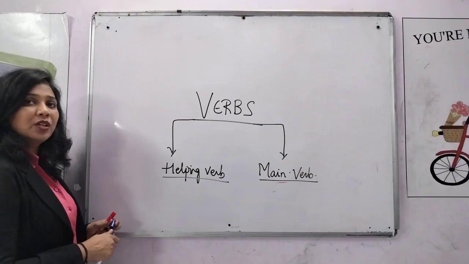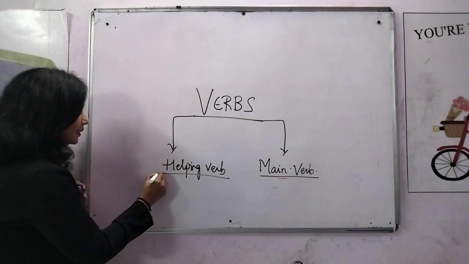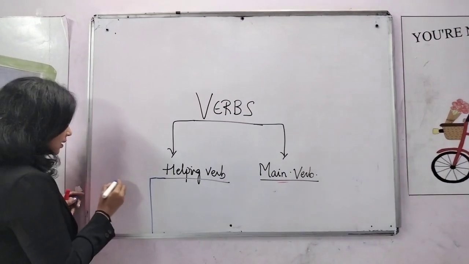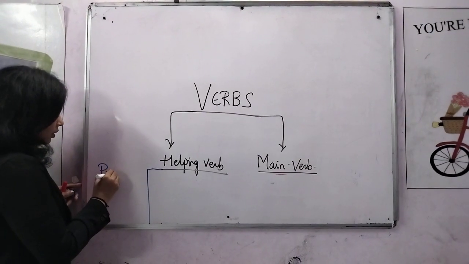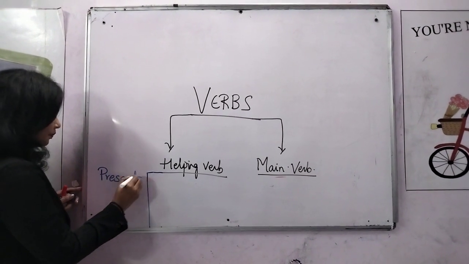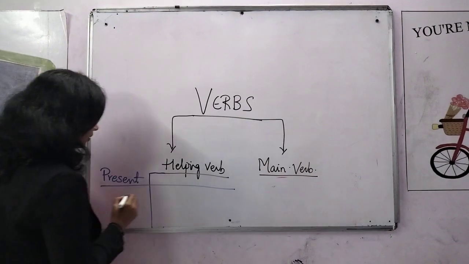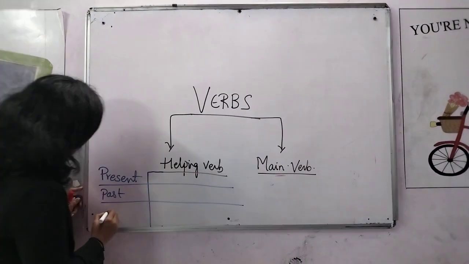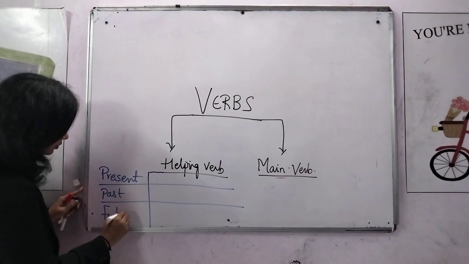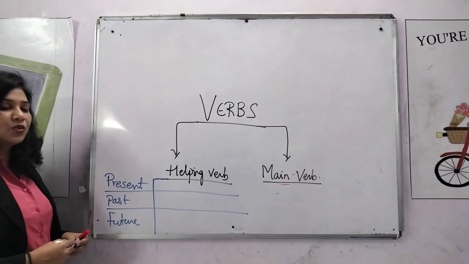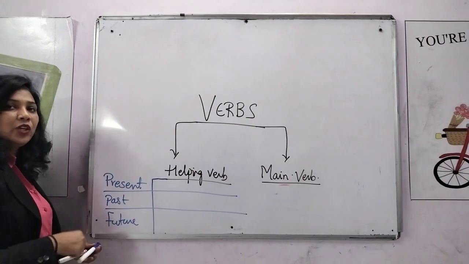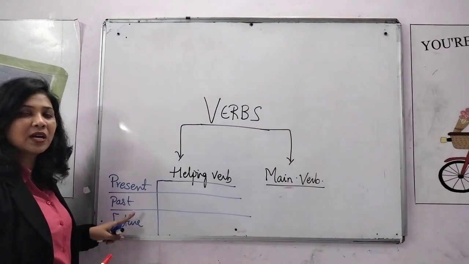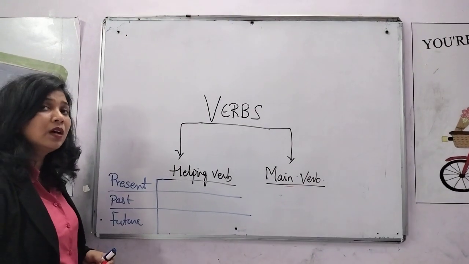So I was talking about helping verbs, and these helping verbs are basically divided into three different parts if you see. It's present, then you have past, and you have future. Let us see which words we use in the present as helping verbs, which words we use in the past, and which are the words we use in the future.